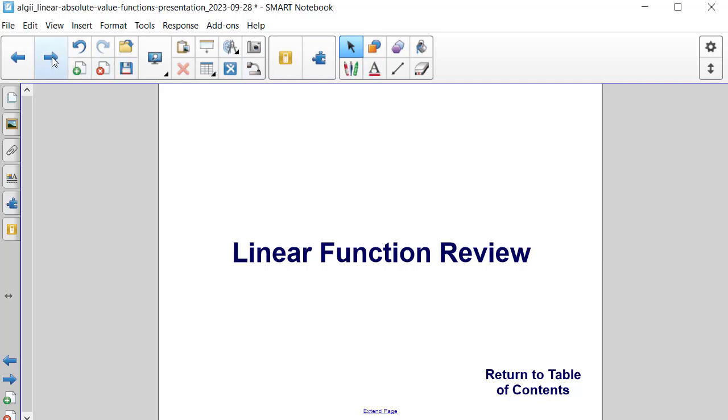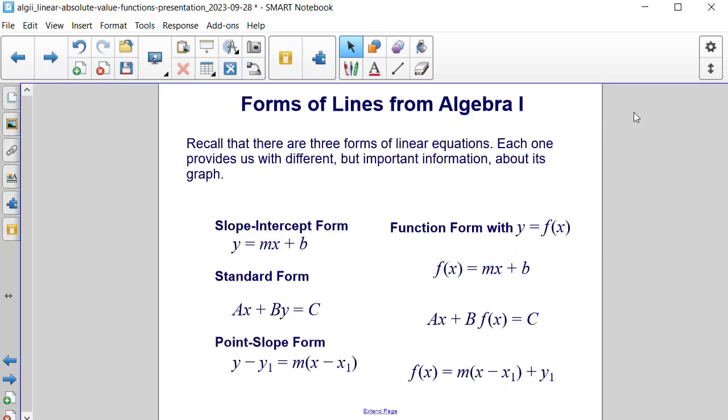Linear function review. Recall from Algebra 1 that there are three forms of linear equations. Each one provides us with different but important information about its graph. We have slope-intercept form, y equals mx plus b, so we have the slope, m, how much the line moves, and b, where it begins on the y-axis.